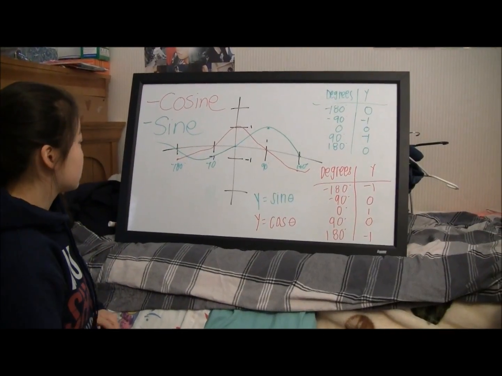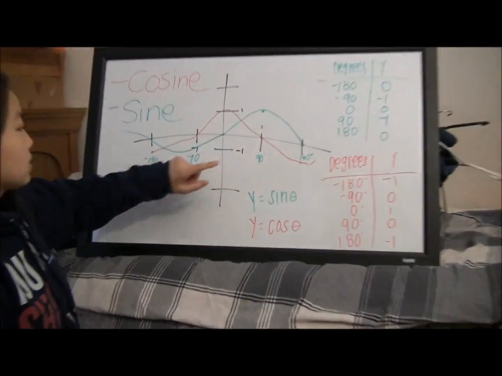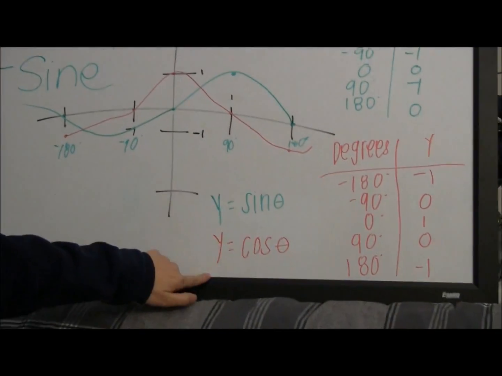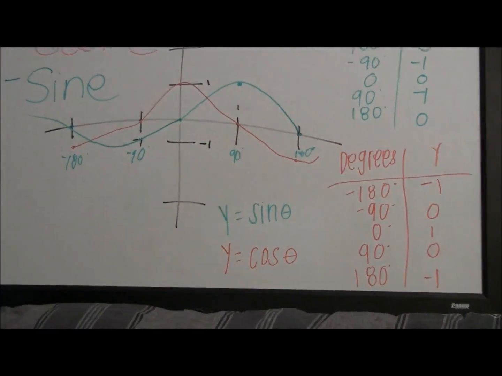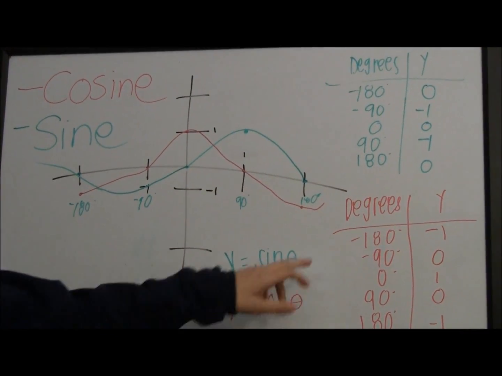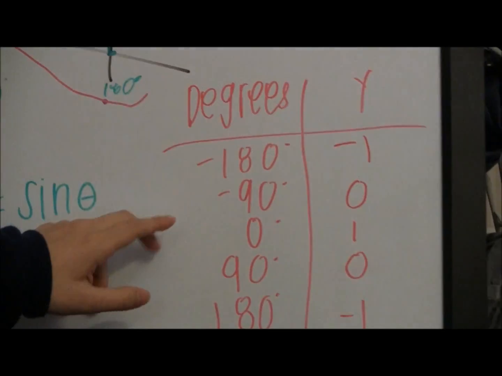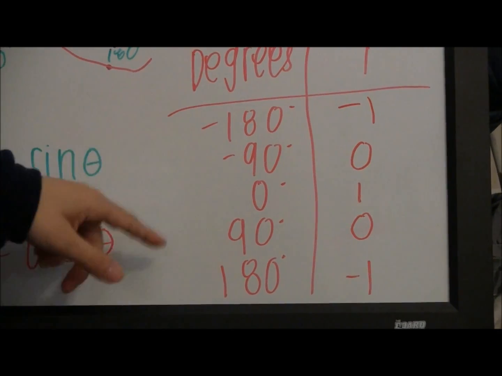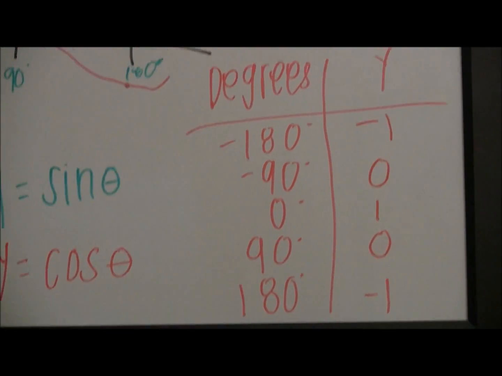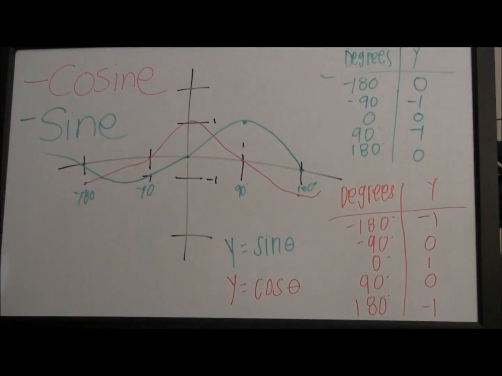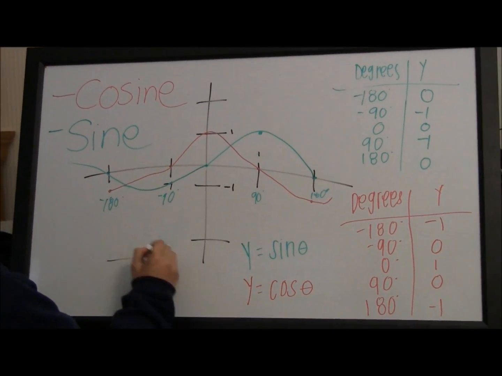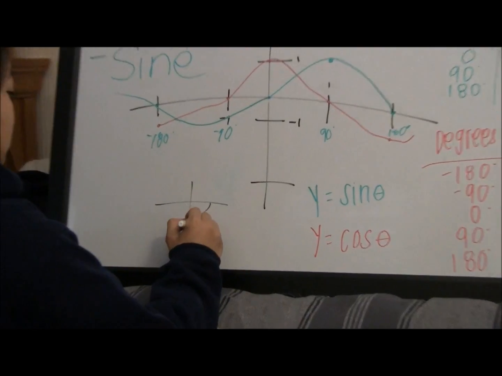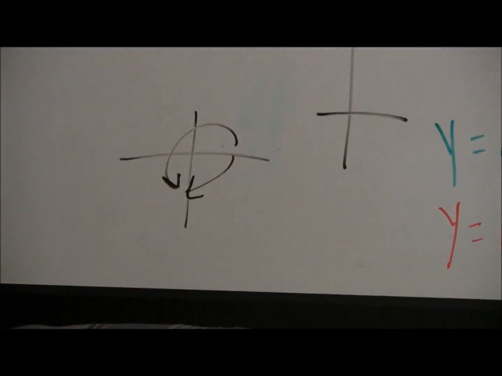So let's move on to cosine, which is the red line here that represents the parent function of cosine, which is y equals cos theta. And you basically plug in negative 180 degrees, negative 90 degrees, 0 degrees, 90 degrees, and 180 degrees, and you'll get negative 1, 0, 1, 0, negative 1. You could either go forward or backward because negative 90 is the same as 270 degrees.